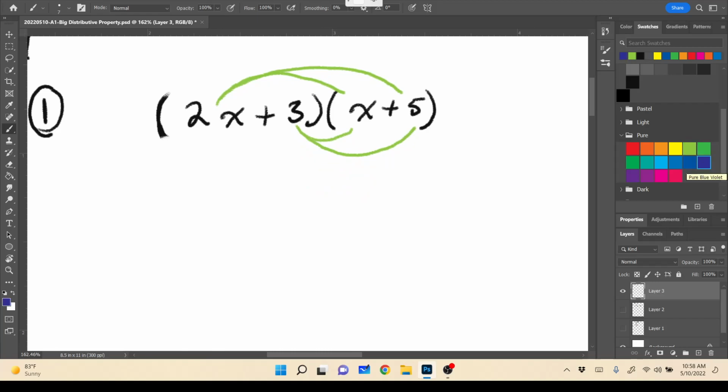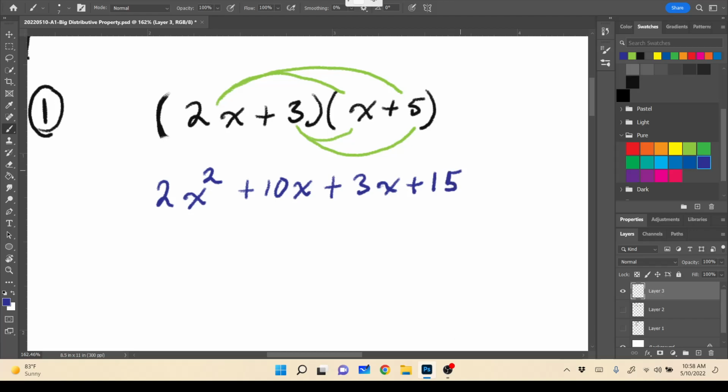What's 2x times x? 2x squared. And then 2x times 5 is what? 10x. Plus 10x. What's 3 times x? 3x. And then 3 times 5. 15x? No, there ain't no x on it. So, just 15. Good catching yourself.